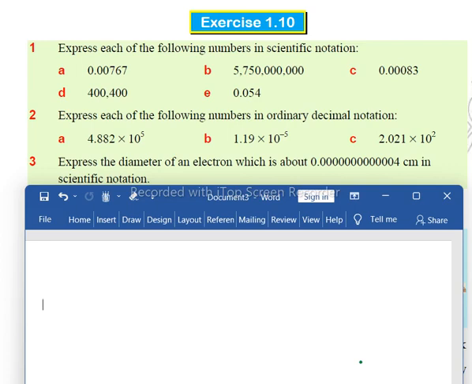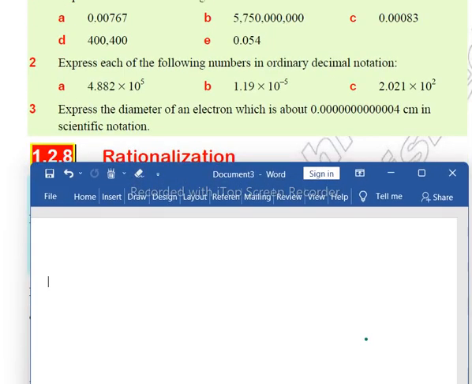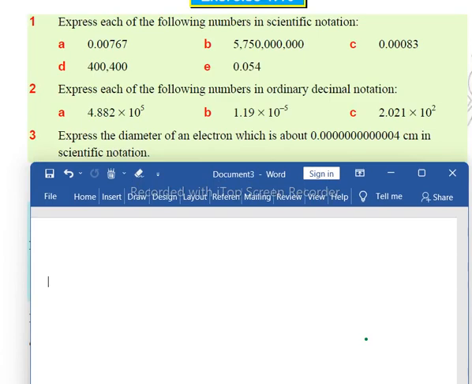So we will start from exercise 1.10, question number 1. The question says: express each of the following numbers in scientific notation.